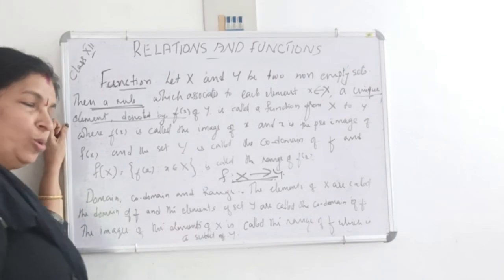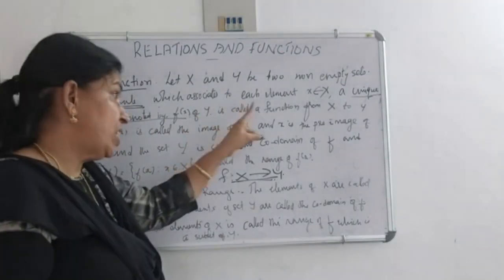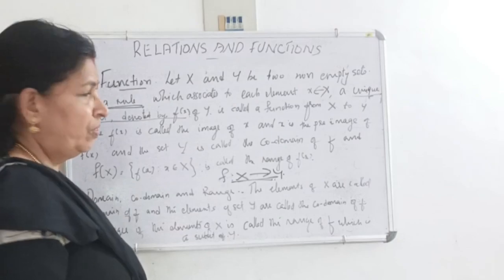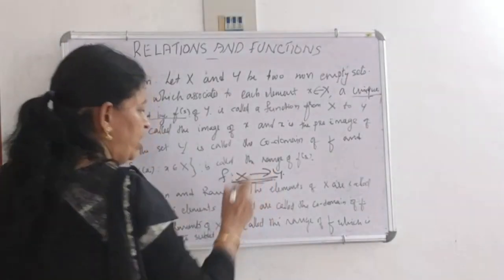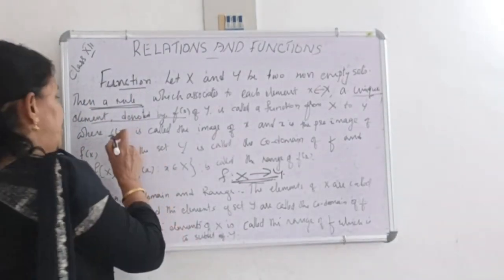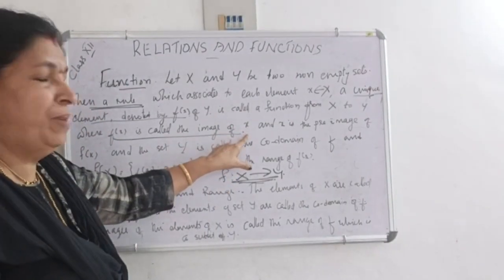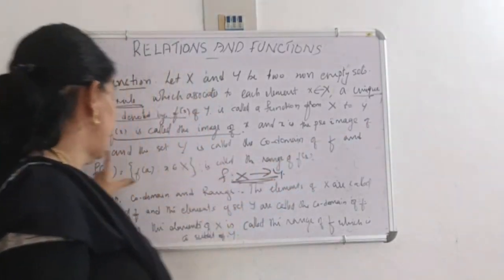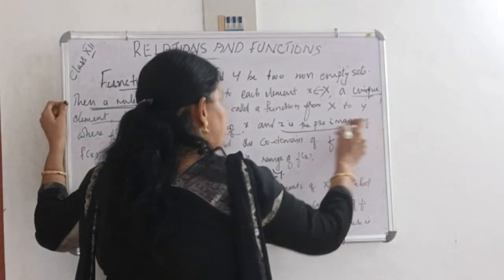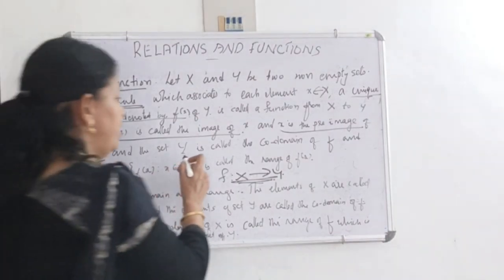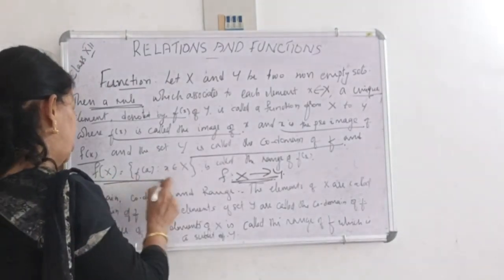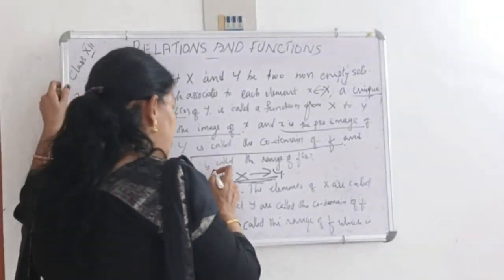Let X and Y be two non-empty sets. Then a rule which associates to each element x of X a unique element, denoted by f(x) of Y, is called a function and is denoted by f from X to Y, function f from set X to Y. Where f(x) is called the image of x, and x is known as the pre-image of f(x). Set Y is called the codomain of f, and the set of f(x) such that x is an element of X is called the range of f.